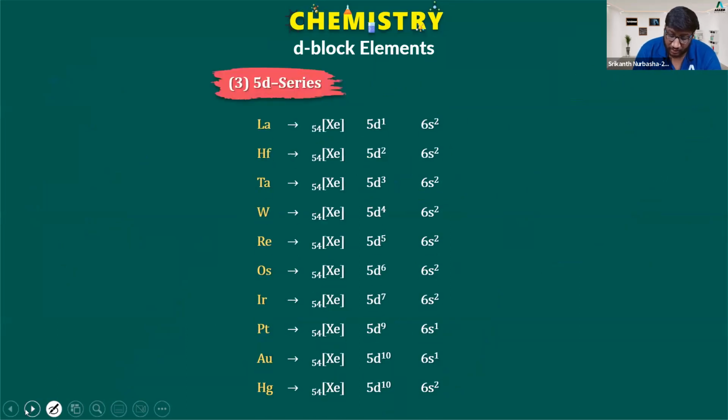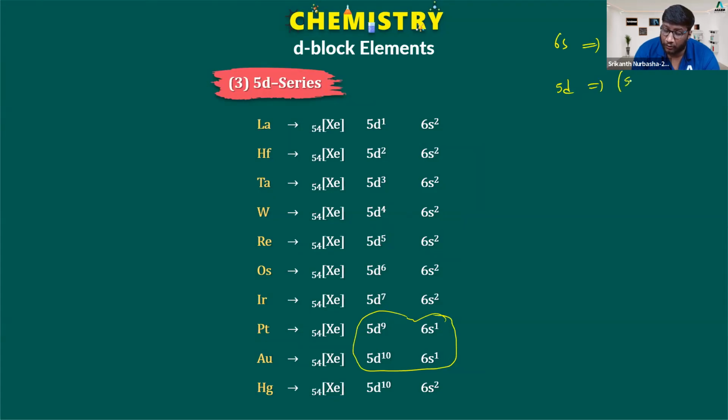In the 5d series, if you look at the differences, wherever you have 6s1, there you have the exception. Yes or no? Because 6s2 5d1, 6s2 5d2, 6s2 5d3, 6s2 5d4. What is the n plus l value of 6s? 6 plus 0, that would be 6. 5d, what is the n plus l value? 5 plus 2, that would be 7. So 6s was completely filled, then only 5d has to be filled.